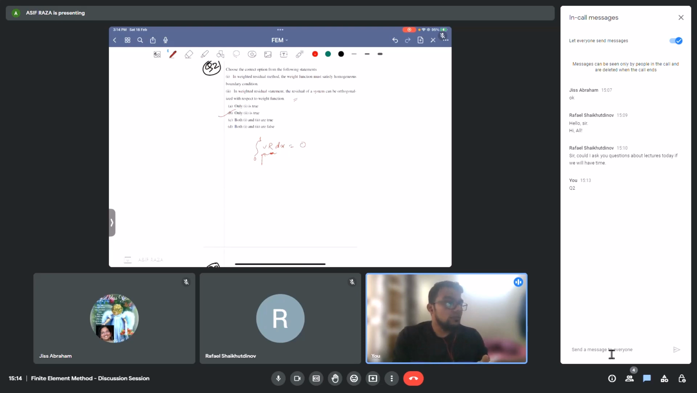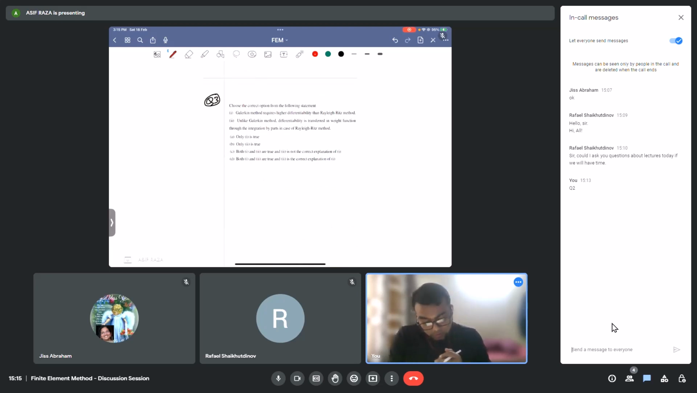In that, I must add, the weight function should satisfy the homogeneous essential boundary condition. That is what is required in the Petrov-Galerkin method, Bubnov-Galerkin method. So with that, only the second statement is correct. Okay, let's move on to the next question.